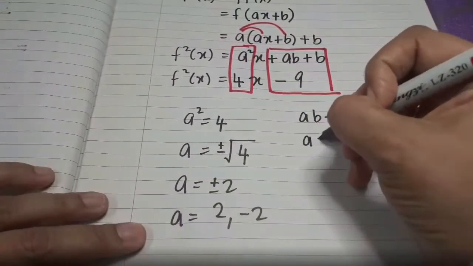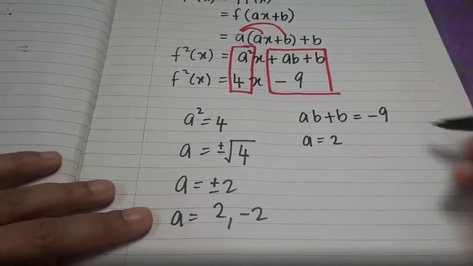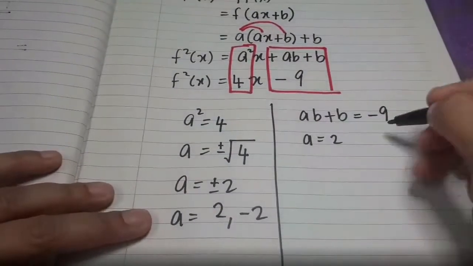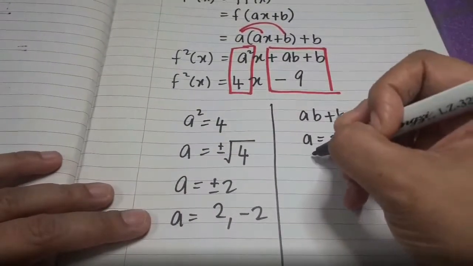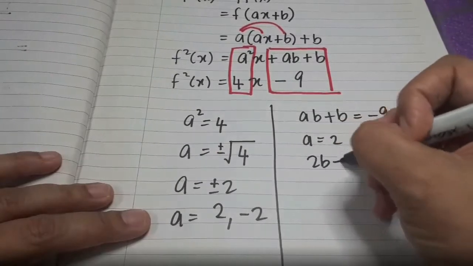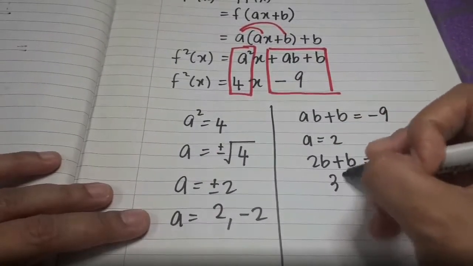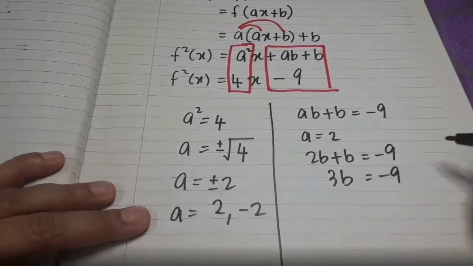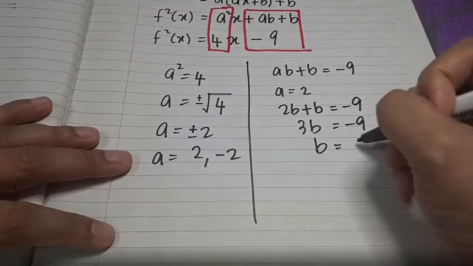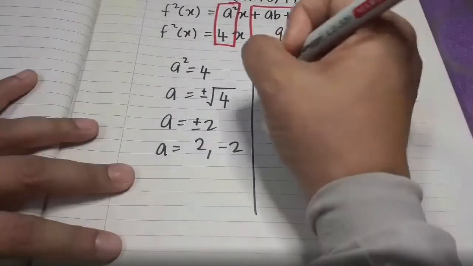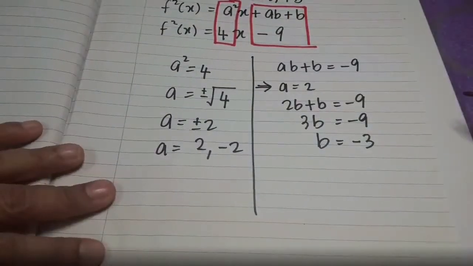If a equal to 2, I substitute, this is 2b plus b equal to negative 9. So 3b equal to negative 9. b equal to negative 3. This is for a equal to 2.